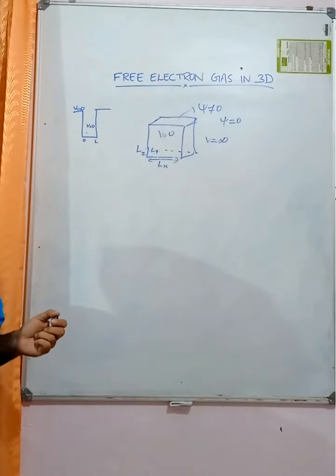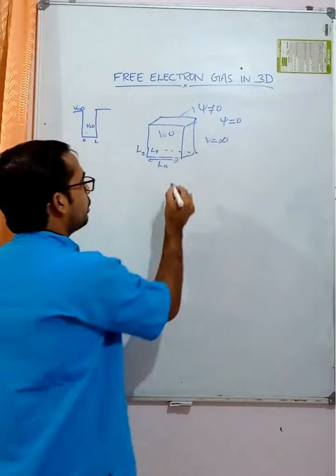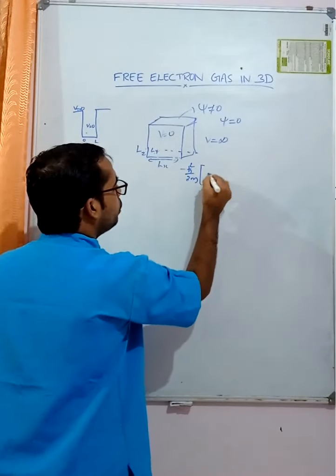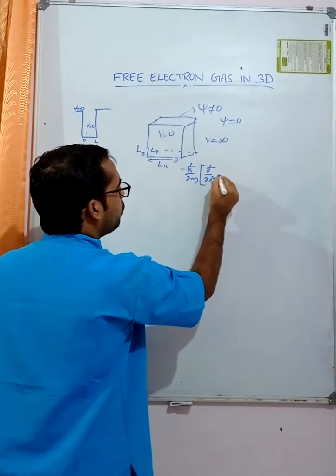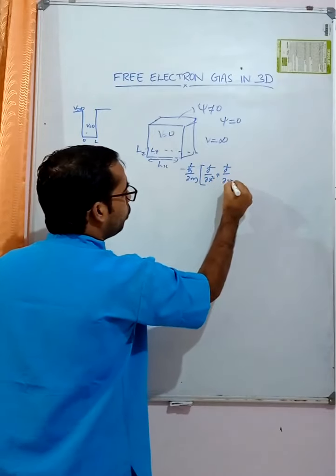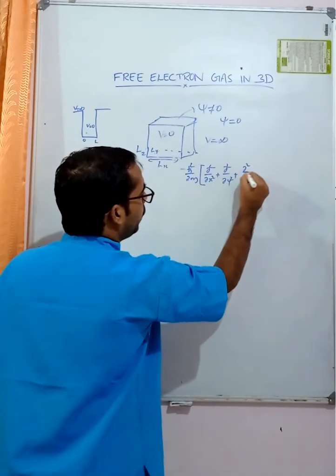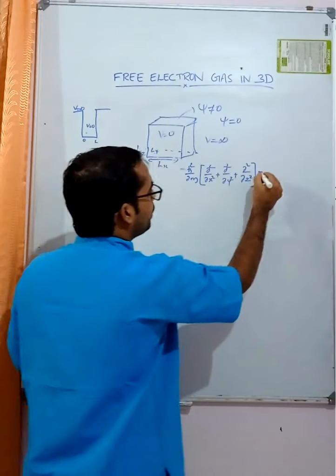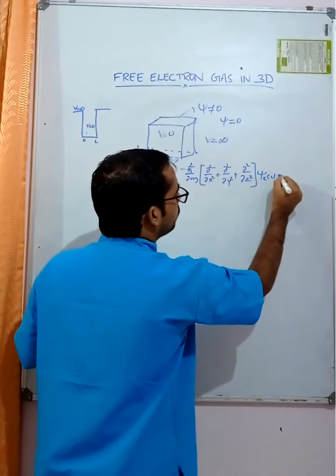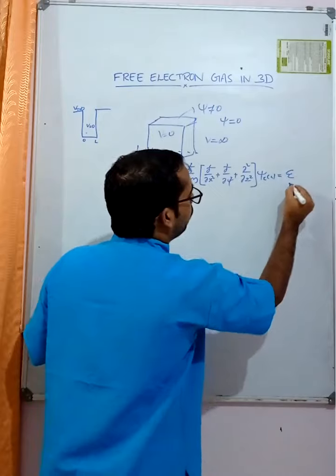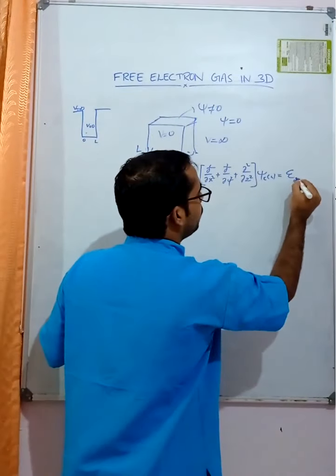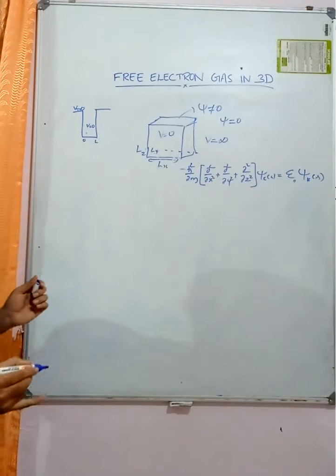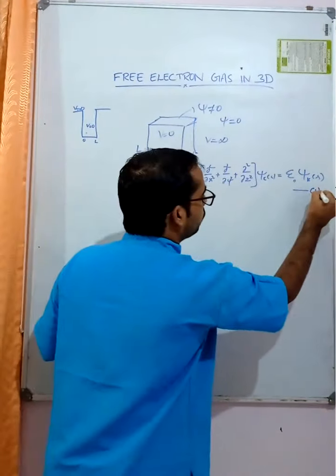Just like we did in the one-dimensional case, in this case we have to consider the three-dimensional Schrodinger equation, that is minus h cross square by 2m into (dou square by dou x square plus dou square by dou y square plus dou square by dou z square) acting on our wave function psi k of r, equal to the energy eigenvalue En times psi k of r. Let it be equation number 1.